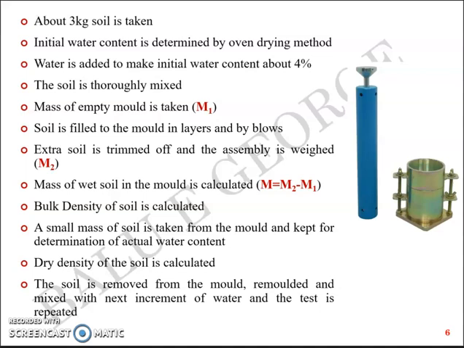So initially you take, let's say, around 4%, you fill it to the mold in 3 layers, 25 blows, calculate the mass which has actually gone into the mold, divide it by the volume, you get the density, find the water content. From the water content and the bulk density, you get the dry density. So that was one test, just one test. You repeat the process with an additional water content, let's say about 6%. Likewise, you add 8% in the next increment, 10% in the next increment. Likewise. So for each test, what you get is the dry density and the water content.